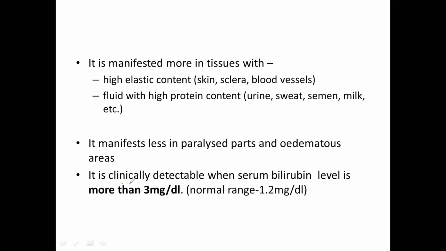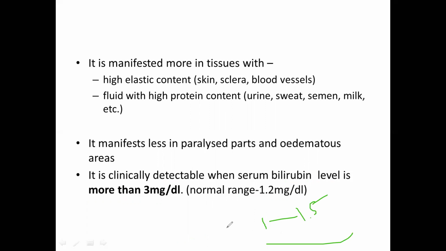This jaundice becomes clinically detectable when the bilirubin level is more than 3 mg per dl. The normal range for serum bilirubin is usually 1.2 mg per dl. In some books you may find 1.5, and in some books you may find less than 1 mg per dl as the normal range. So there is variation regarding this normal range of bilirubin. All are correct, so roughly you can remember 1 to 1.5 as the normal range.